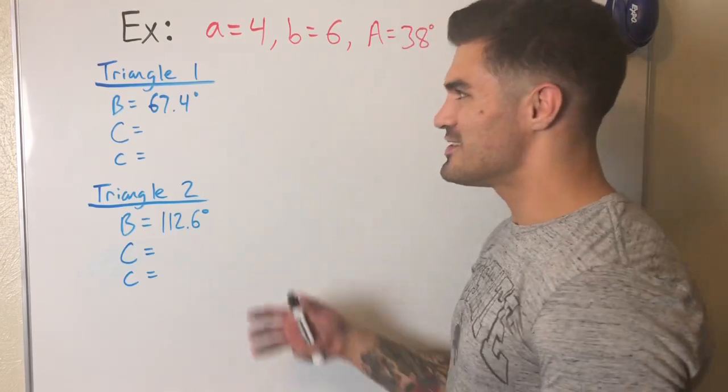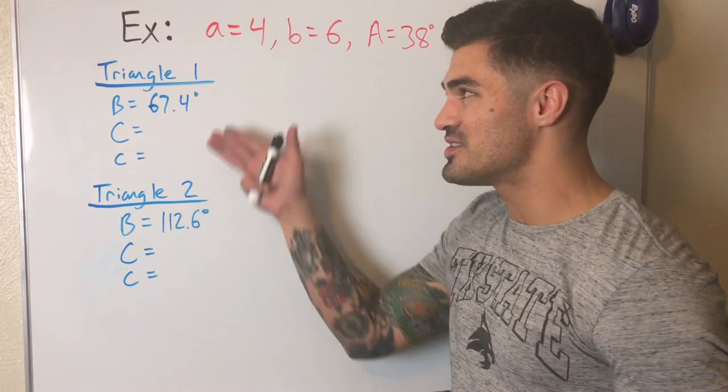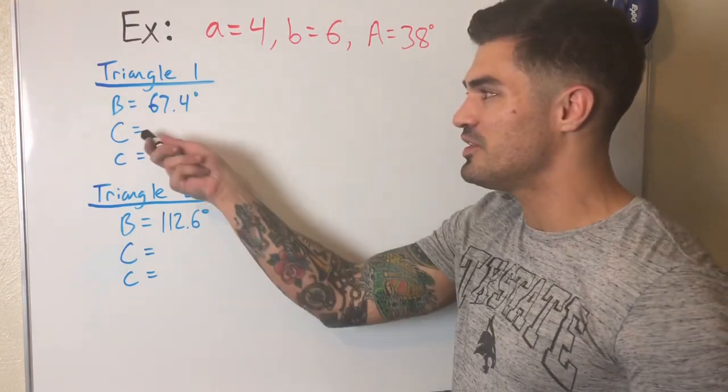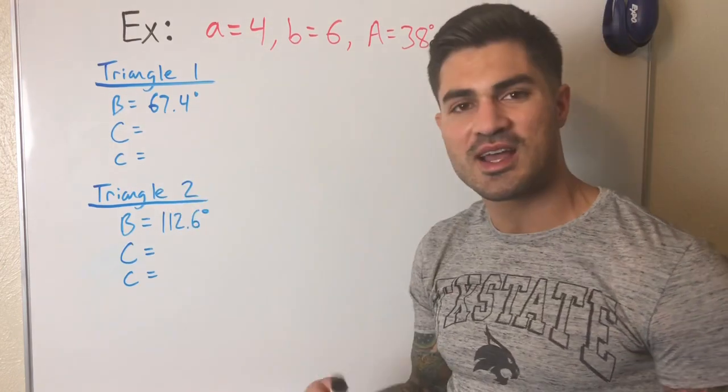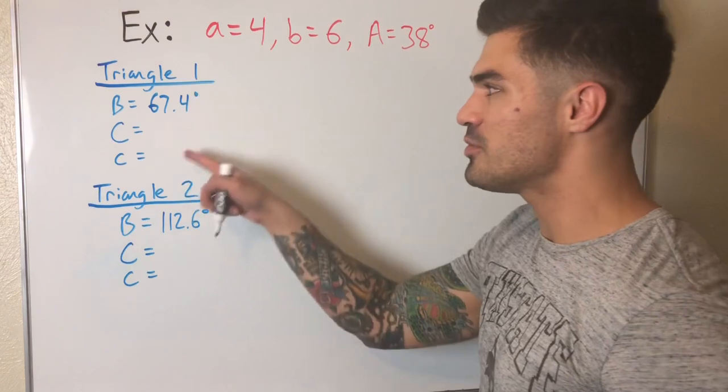All right, so I've organized this nicely where I have triangle 1, triangle 2, and the angle B's that work for triangle 1 and triangle 2. So I'm basically filling in the blanks here. I'm going to fill in both angle C's and both side C's, and then I'm done. I'll have my two triangles solved for. Okay, so I'm going to start with triangle 1.